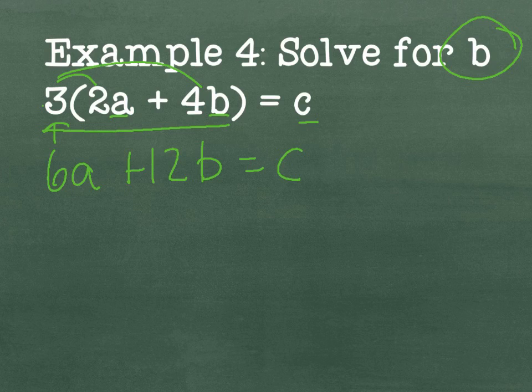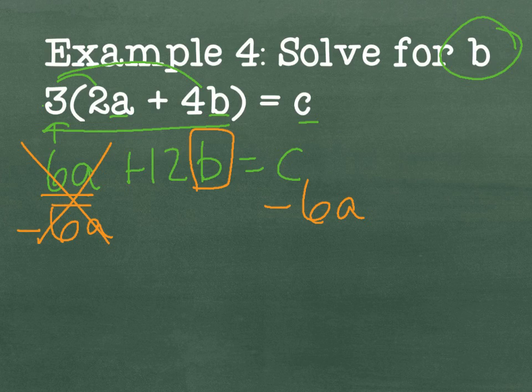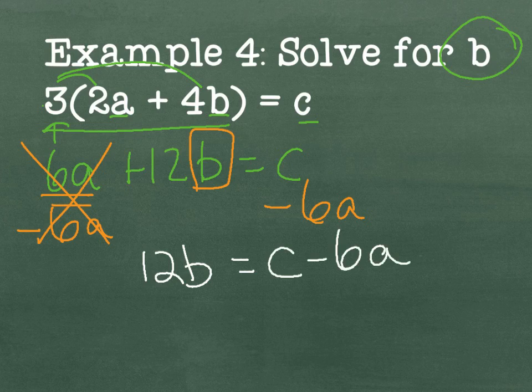Now the variable I want by itself is the b. So what's the farthest thing away from the b? The farthest thing away from the b is going to be the 6a. How do I move that? I'm going to do the opposite of a positive 6a, which is a negative 6a, and do that to both sides. Because these are inverses, they cancel out, and I'm left with 12b equals, and then I see c minus 6a. I can't do that math because they're variables, so I'm just going to leave it c minus 6a.